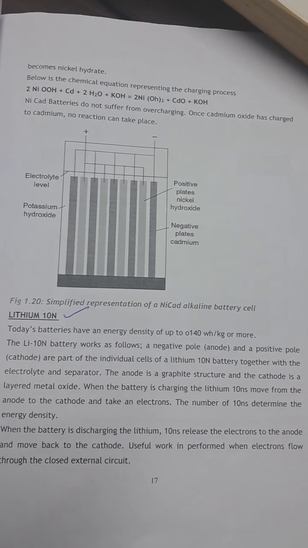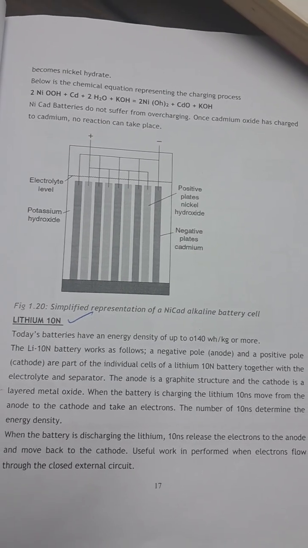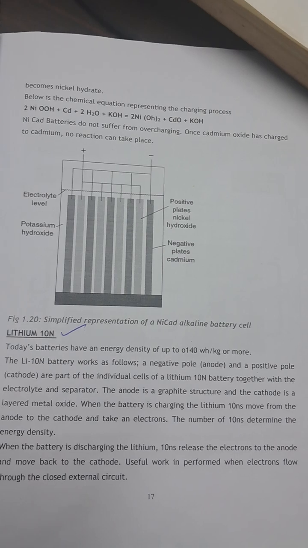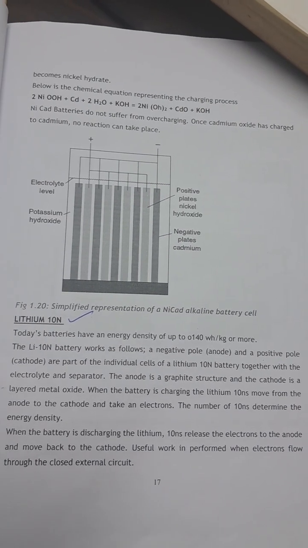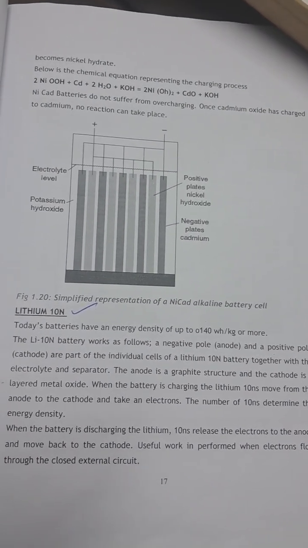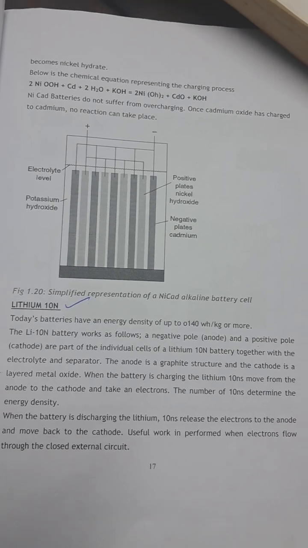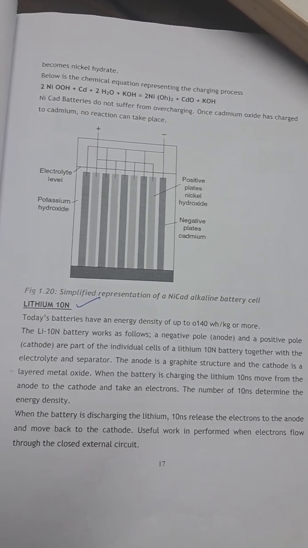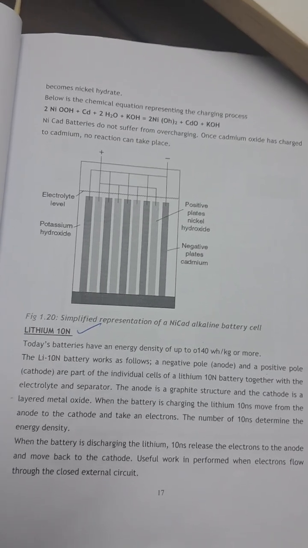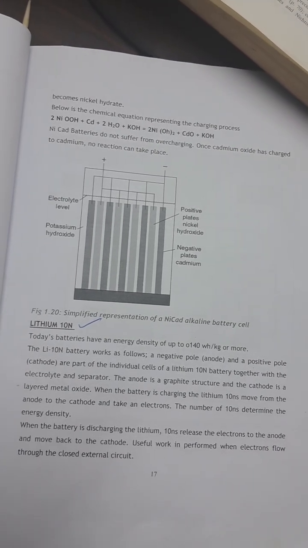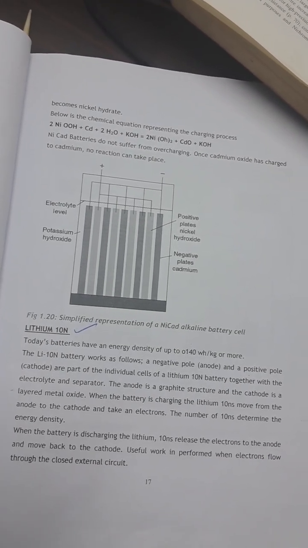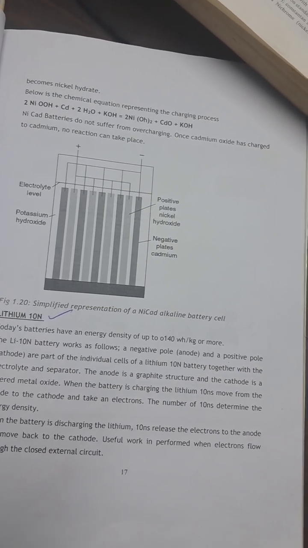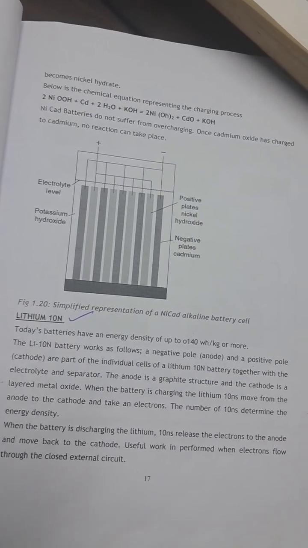The anode is a graphite structure and the cathode is a layered metal oxide material. When the battery is charging, the lithium ions move from the anode to the cathode and take electrons. The number of ions determines the energy density. When the battery is discharging, the lithium ion releases the electrons to the anode and moves back to the cathode. Useful work is performed when electrons flow through the closed external circuit.